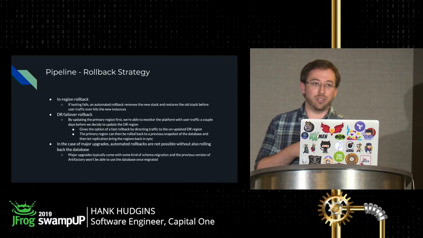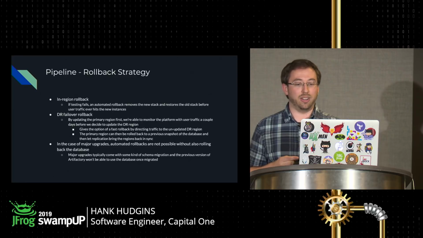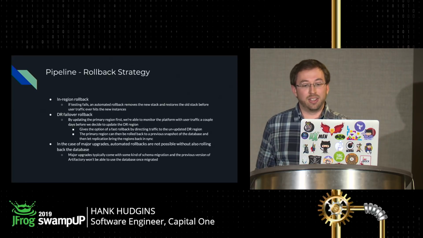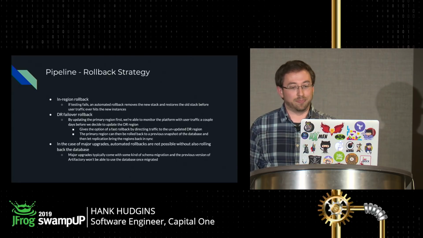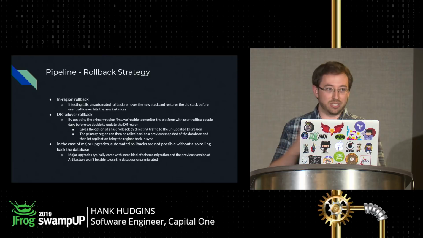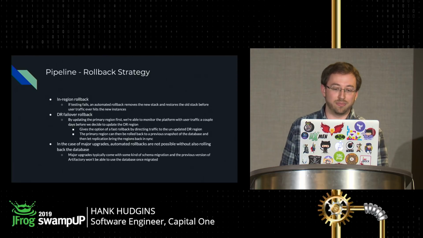And then once we've failed over to the DR region, we can restore our primary region by rolling back the database, if we need to, to a previous snapshot, and then just let the regions come back in sync through the replication process.